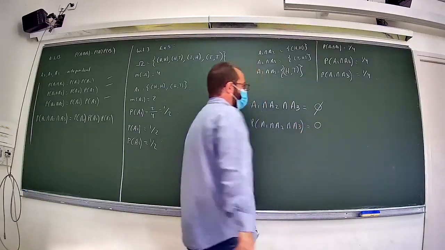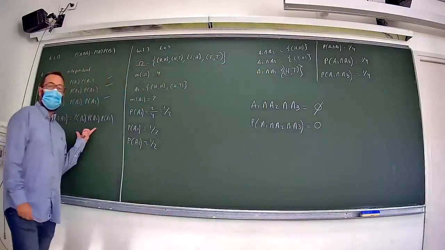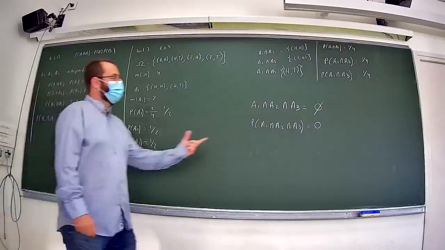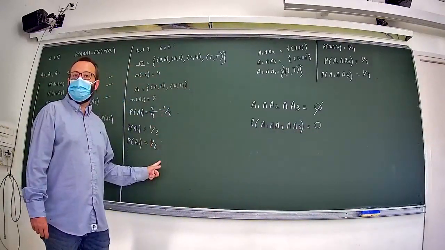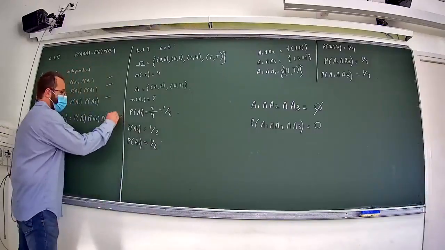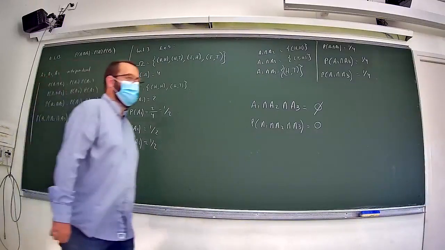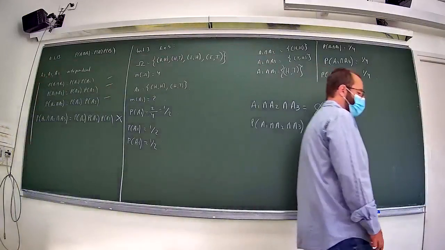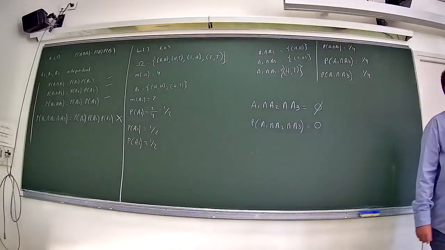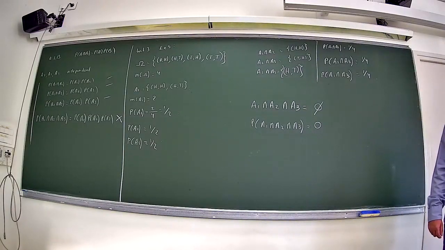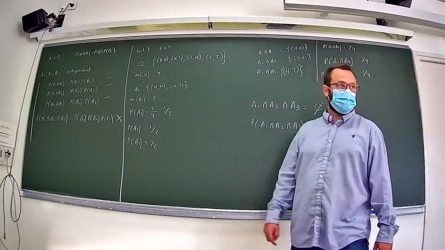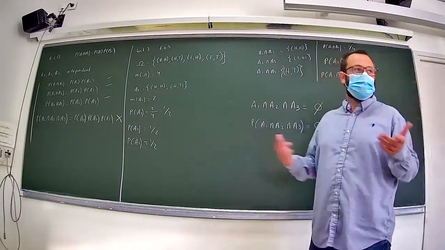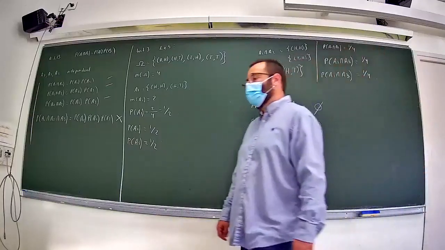Okay, and I can't have this one because 0 is not equal to 1/2 times 1/2 times 1/2. So I don't have this one. Okay? So you have here an example where you may be pairwise independent, but not independent in the sense of the definition. Okay? So it was just to illustrate the definition.